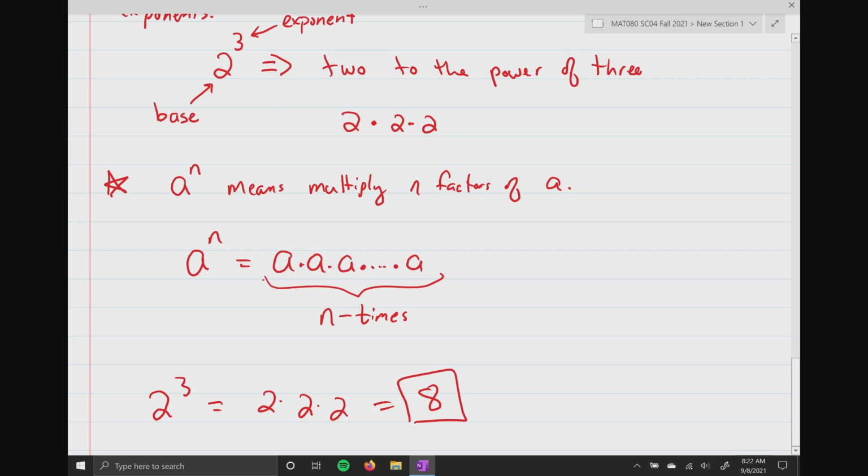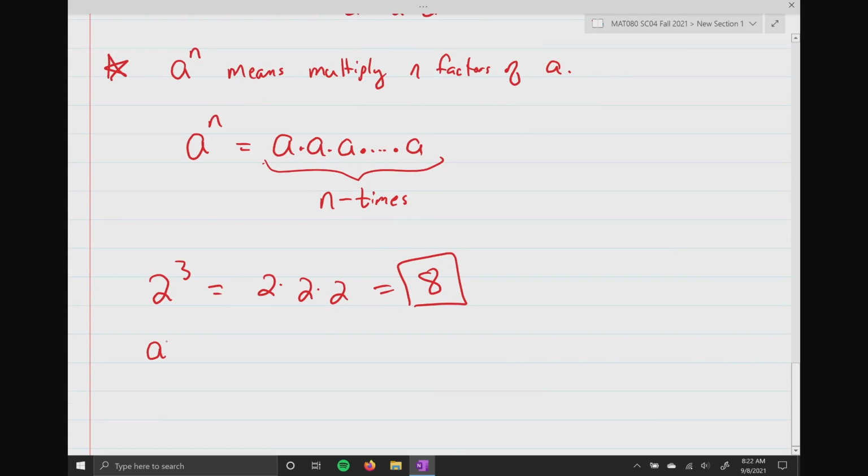Now, there are little shortcuts when we're talking about certain exponents. For example, let me write it like this. We'll call them different names. And I know we've heard this before.